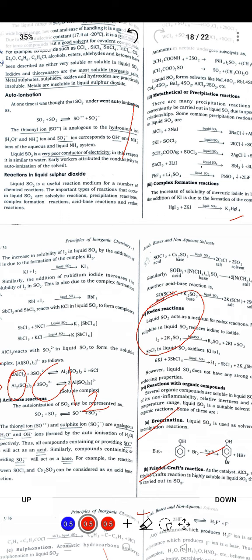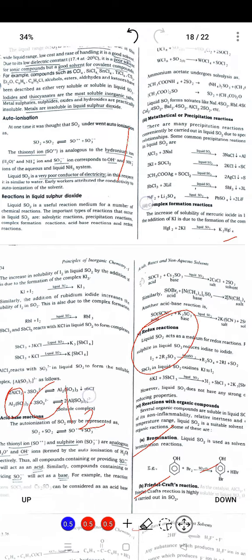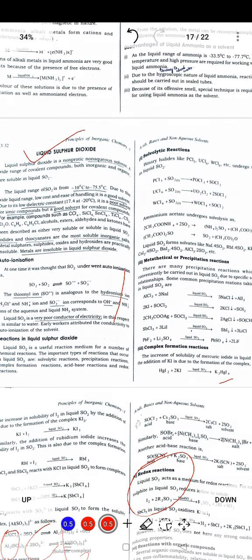It's almost completely soluble in liquid sulfur dioxide. So these are all the general characteristics and things you have to learn in this particular topic of liquid sulfur dioxide in this chapter, third module of semester 1. Thank you.